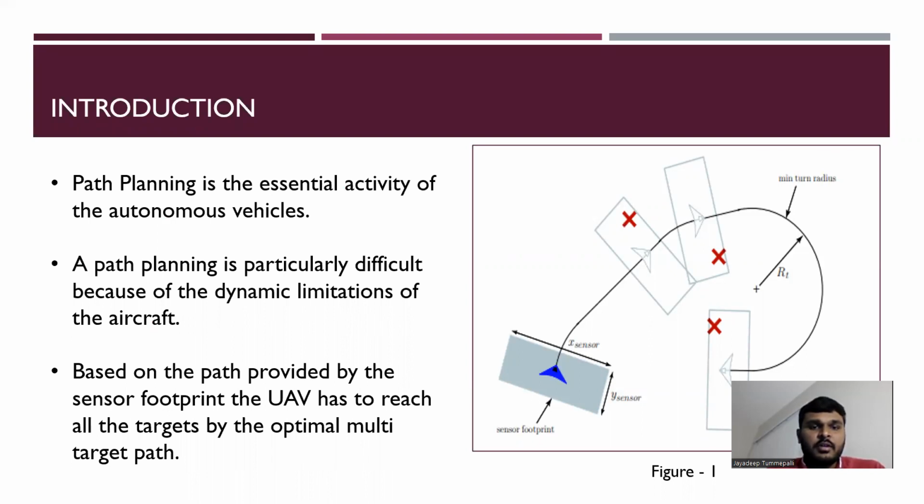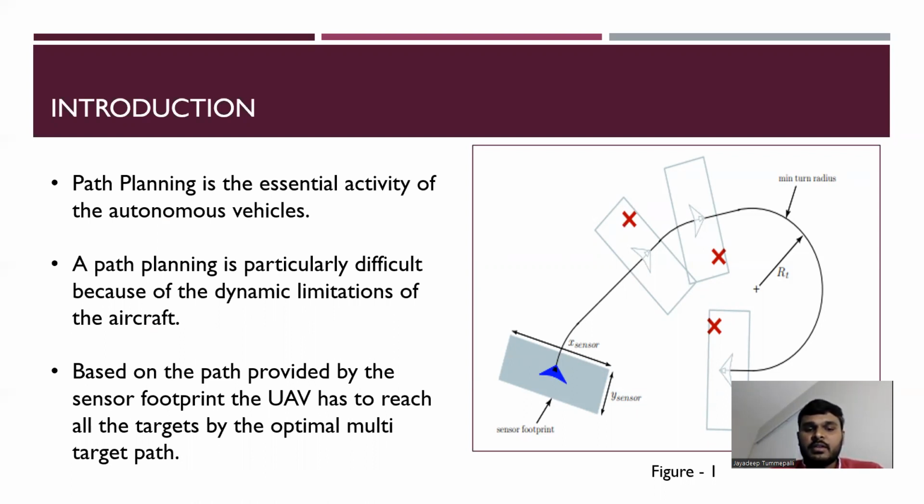Introduction. Path planning is an essential activity of autonomous vehicles. The problem in focus for this work is to develop a path for a group of closely spaced targets and utilize the sensor footprints. Path planning is particularly difficult because of the dynamic limitations of the aircraft.